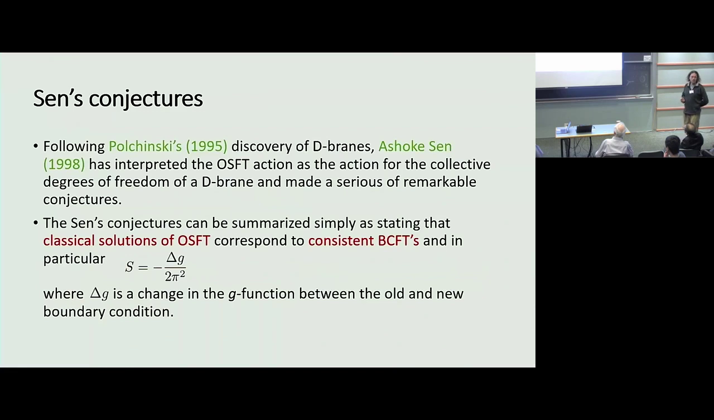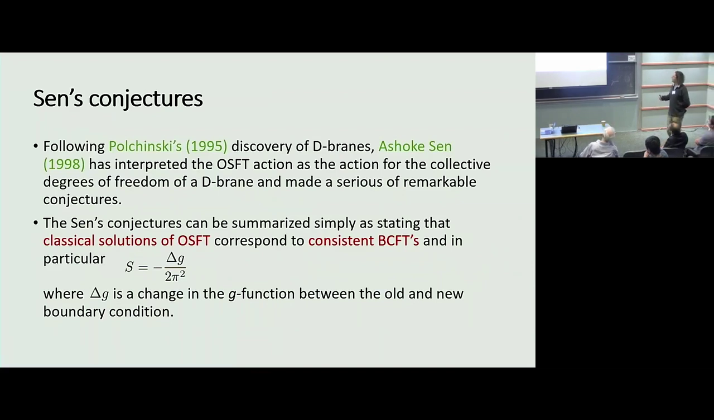But things changed after 1995, when Joe Polchinski from here, from Santa Barbara, discovered D-branes. And soon after, Ashoke, using this insight, interpreted the open string field theory action as the action for the collective degrees of freedom on a D-brane, and made a series of remarkable conjectures. In modern terms, Sen's conjectures can be summarized simply by saying that classical solutions of open string field theory correspond to consistent boundary conformal field theories, period.